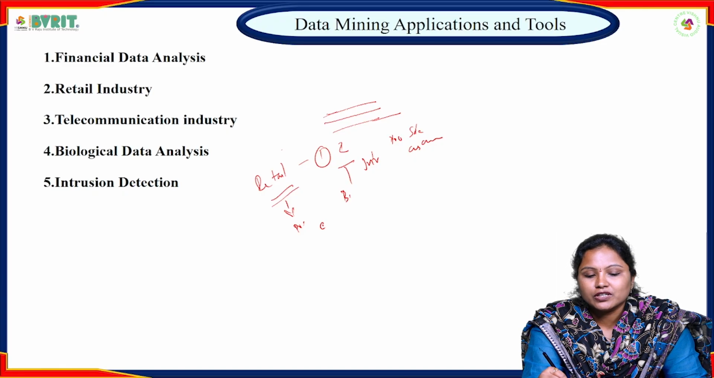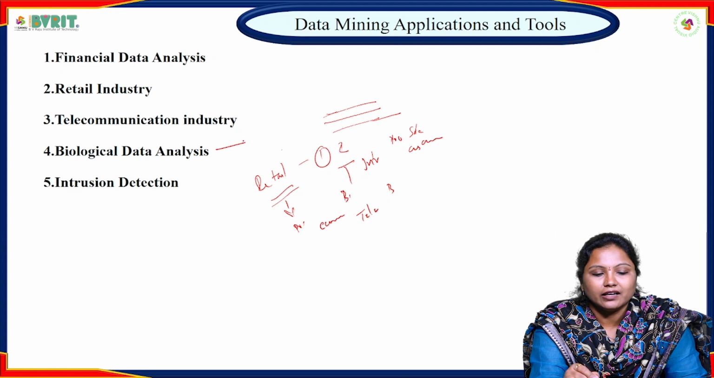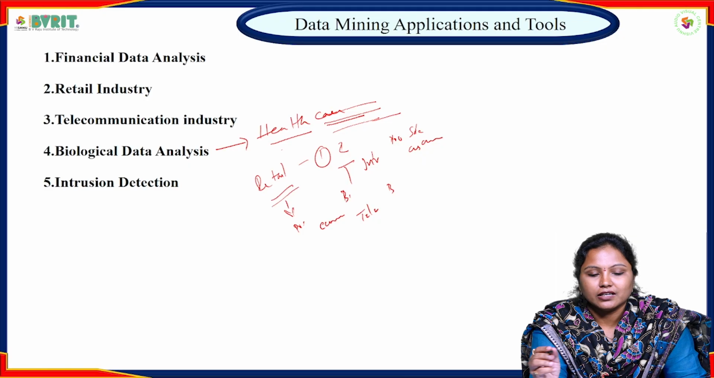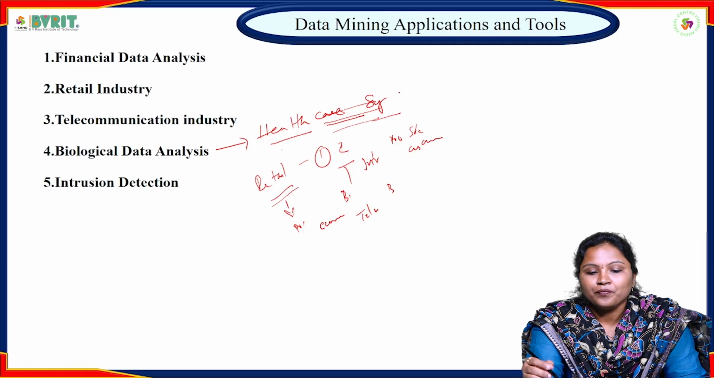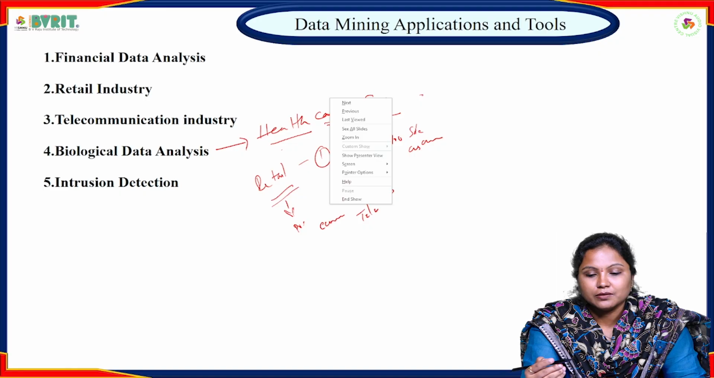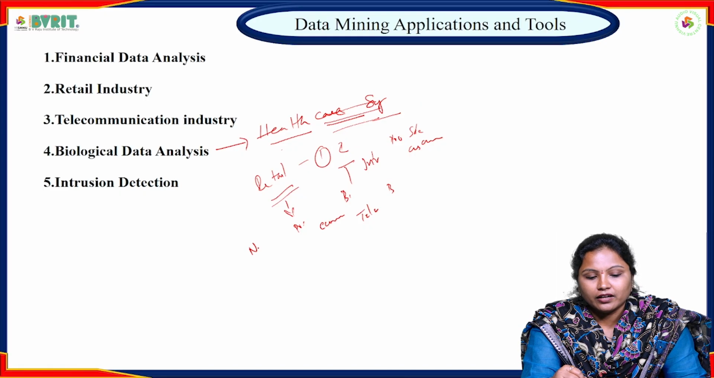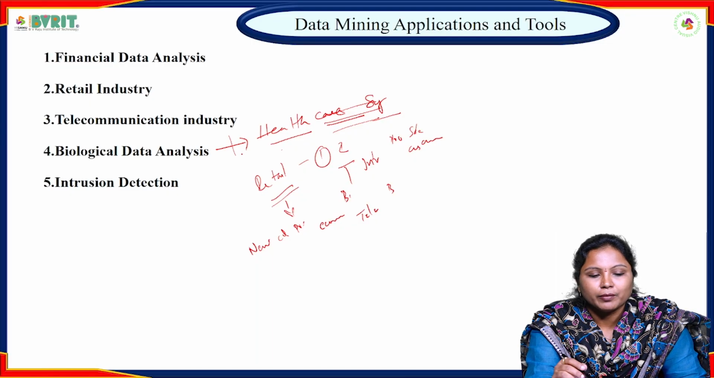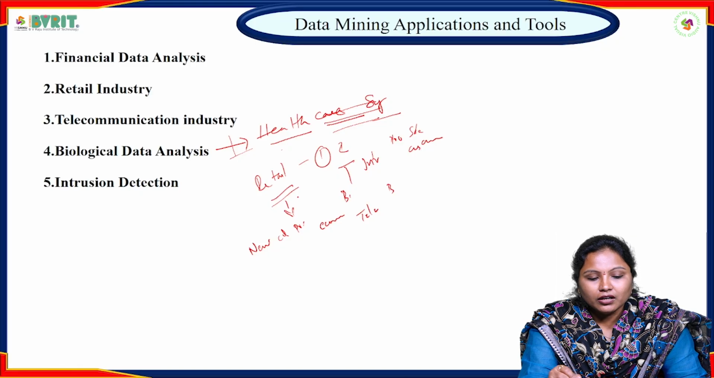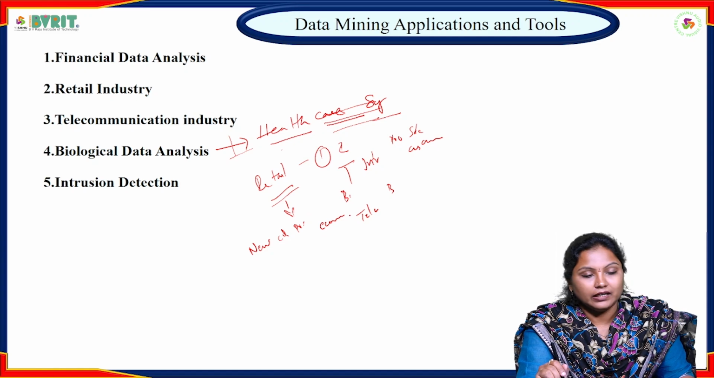In most cases, data mining is used for e-commerce and the telecommunication industry. Biological data analysis is nothing but healthcare systems. We have different healthcare systems, so data mining is used in biology to find new techniques and new algorithms for prevention or early detection. And intrusion detection is for finding out frauds and so on, right? So these are the general data mining applications where we use data mining.